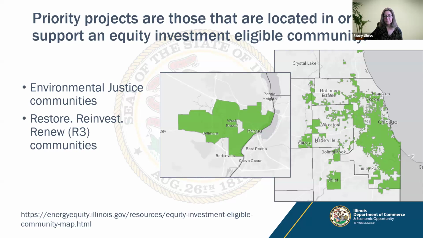Here are just two examples of eligible communities: various areas in Chicagoland and in Peoria. The link found on this slide will take you to a map showing all the equity investment communities in Illinois.